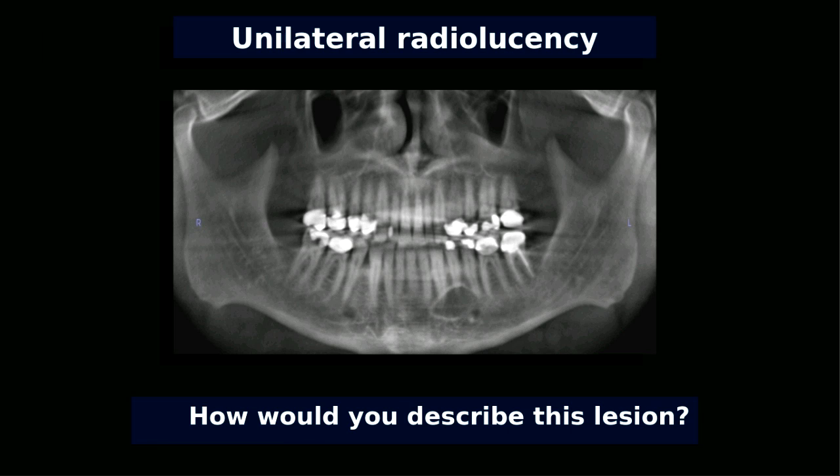And there's a unilateral radiolucency. You can see, how would you describe this lesion? So you can describe it as a well-defined, corticated, radiolucent entity superimposed on the root apices of number 20, 21, 22, and just above the mental foramen. And the canal and the lesion has not involved the midline. If you describe it like that, that's pretty good.